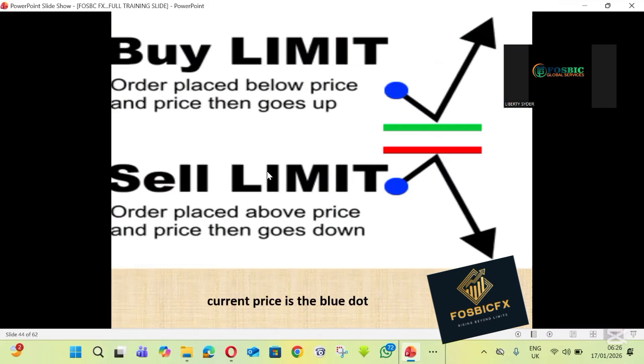Then for limit orders, for a buy limit, you place the order below the current market price, and if the market touches that place and reverses, starts going up, you start making money. While for a sell limit, you look at a market that is going up, then you place your sell limit above it. So if this market continues going up and gets to where your order is, it will pick your order, and if it starts coming down, you start making money.